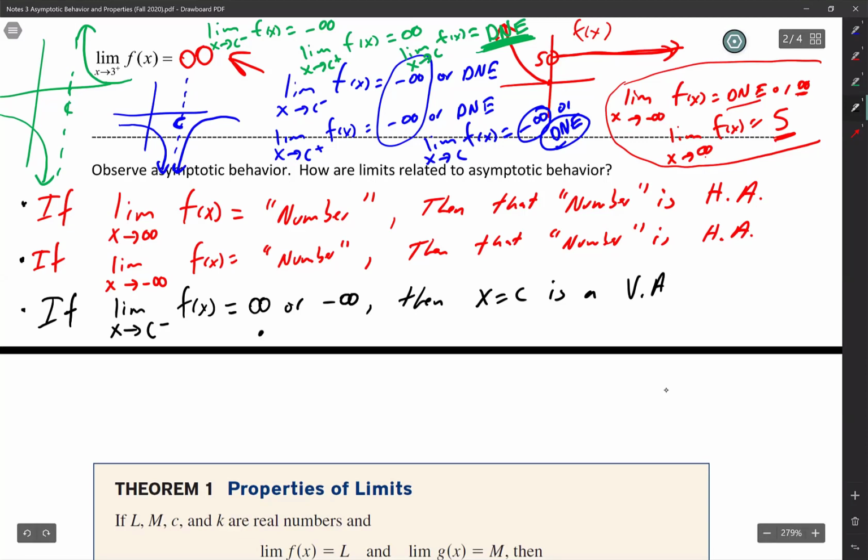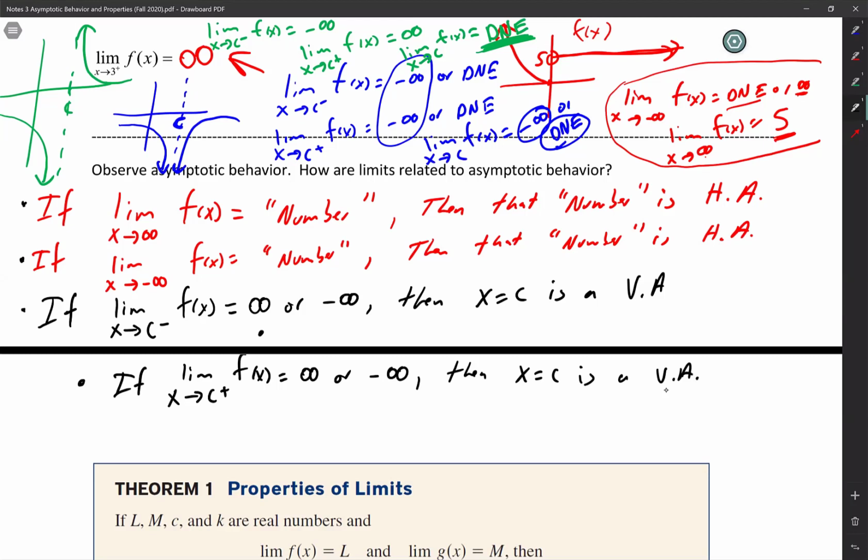Here's the fourth bullet. I'll write the fourth bullet here. If the limit as x approaches C from the right-hand side, remember, C is a specific number, of some function equals positive infinity or negative infinity, it could be either or, then x equals C is a vertical asymptote. Is it possible to approach C from one direction and be a vertical asymptote, and from the other not be a vertical asymptote? Yes, it is.